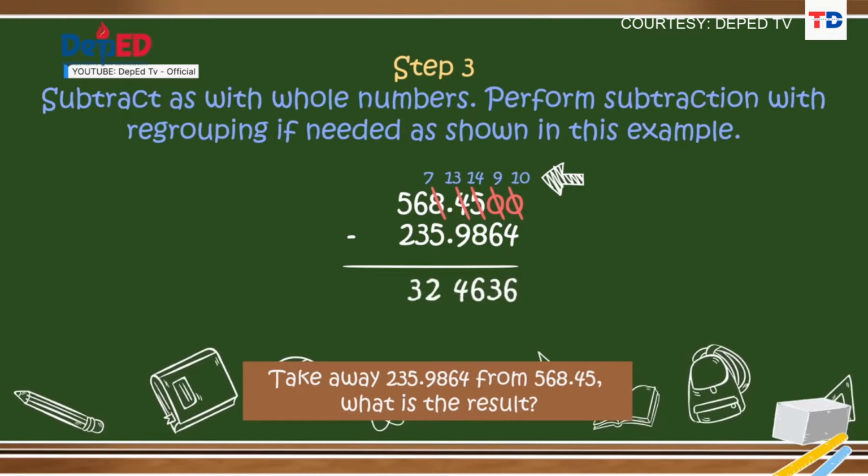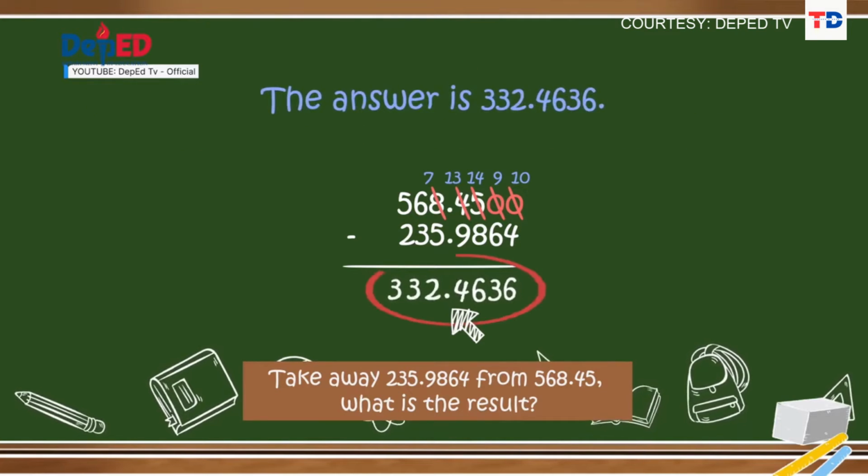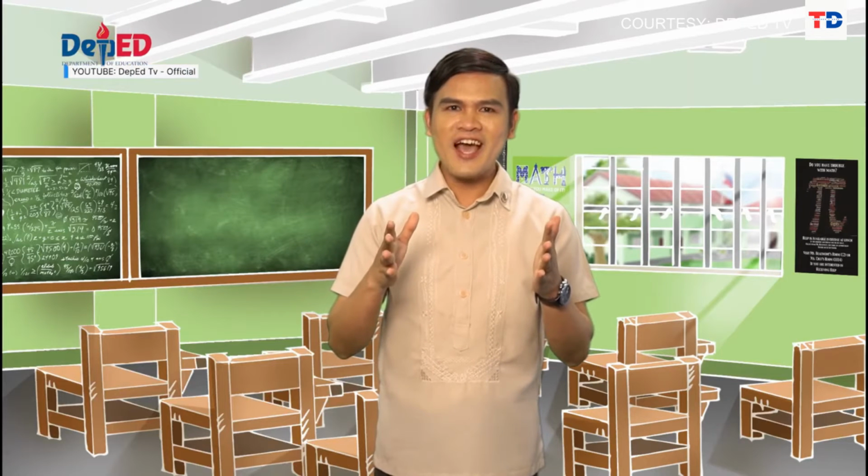Since the digits in the minuend are smaller than the subtrahend, we need to regroup some of the digits. Step 4. Place the decimal point between the digits vertically aligned to the minuend and subtrahend. So the answer is 332 and 4,636 ten thousandths. Did you get the correct answer?